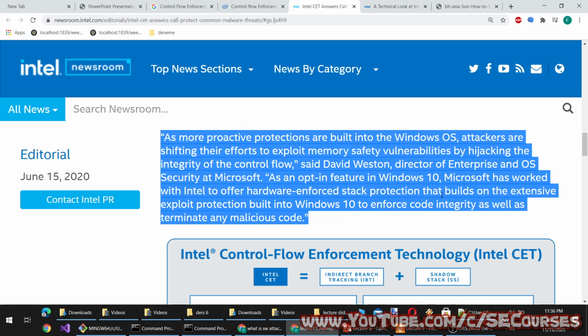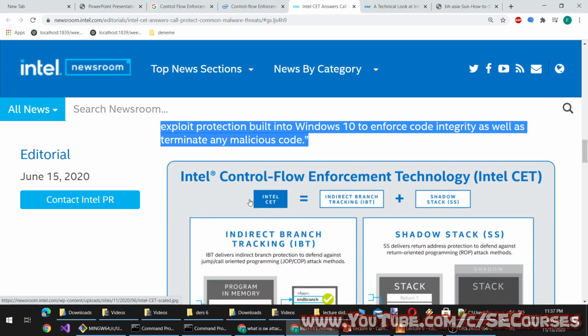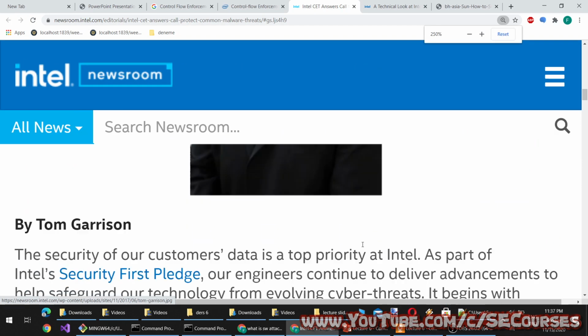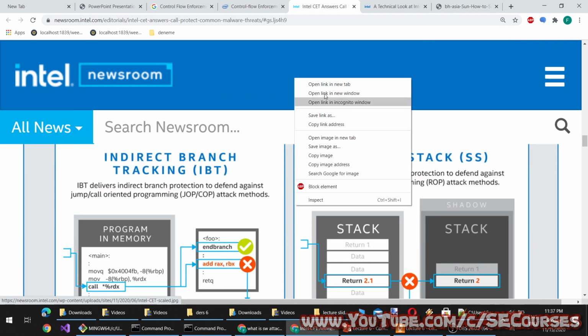As more proactive protections are built into the Windows OS, attackers are shifting their efforts to exploit memory safety vulnerabilities by hijacking the integrity of the control flow, said David Weston, Director of Enterprise and OS Security at Microsoft. As an opt-in feature in Windows 10, Microsoft has worked with Intel to offer hardware-enforced stack protection that builds on the extensive exploit protection built into Windows 10 to enforce code integrity as well as terminate any malicious code. Okay, so there's a picture about this Intel control. Okay, one second. Let's open this.